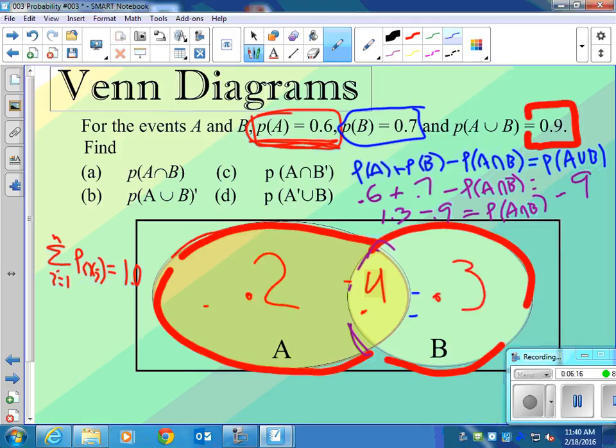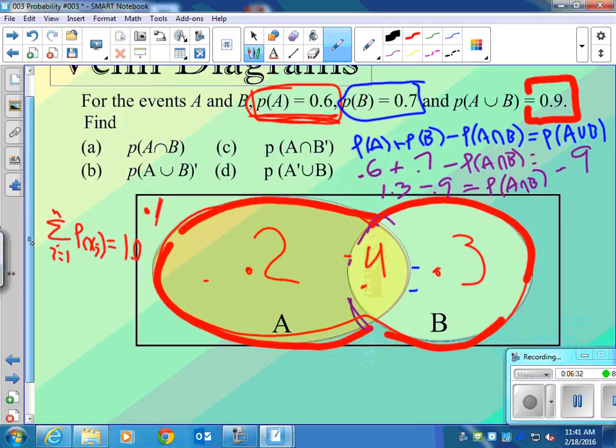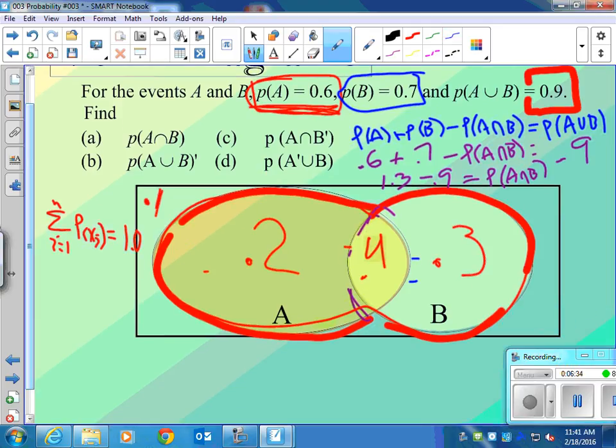Now, if this is all 0.9, how much is out here? 0.1. So now you have everything set up to answer these questions. You okay? Kind of makes sense. Kind of cool. All right, so let's look at what they're saying here. In part A, probability of A intersect B. Well, we figured that, 0.4.